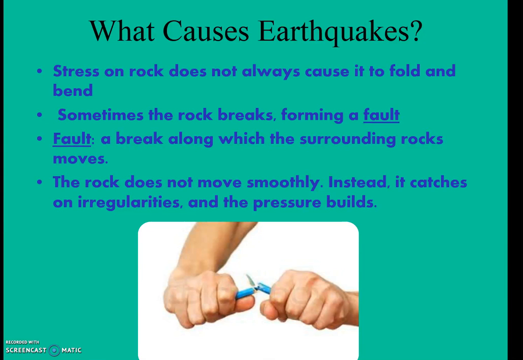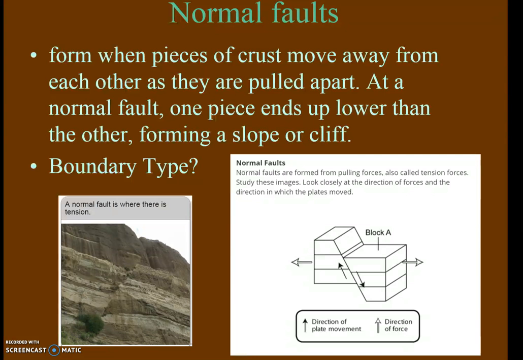So earthquakes are caused because, as we've mentioned, the rock does not always fold and bend as the plates move. Sometimes the rock breaks, and as we've discussed in previous lessons, that is called a fault. So a fault is simply a break along which the surrounding rock moves. At these faults, the rock does not always move smoothly. Sometimes it will catch on irregularities, and that's what causes the pressure to build and eventually release in an earthquake.